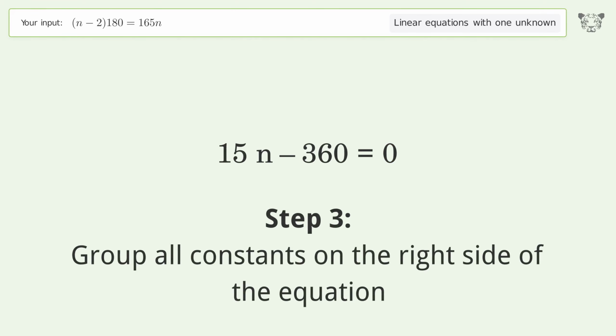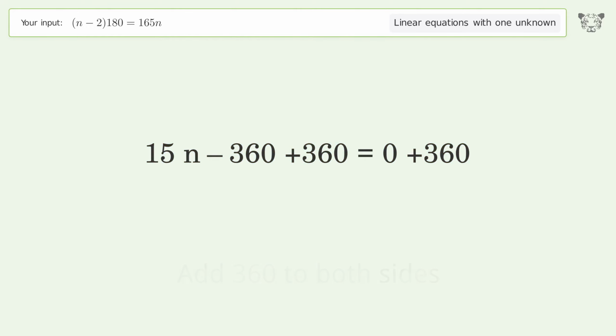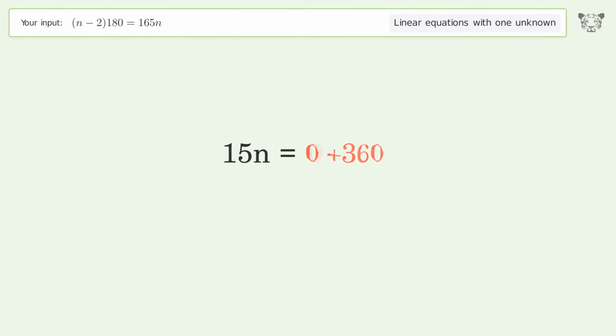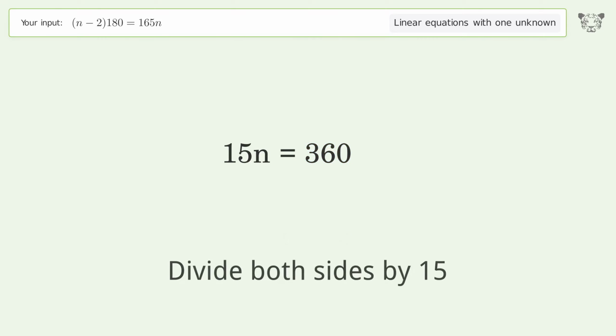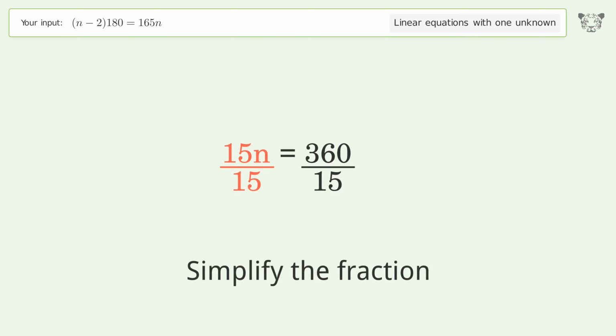Group all constants on the right side of the equation. Add 360 to both sides. Simplify the arithmetic. Isolate the n. Divide both sides by 15. Simplify the fraction.